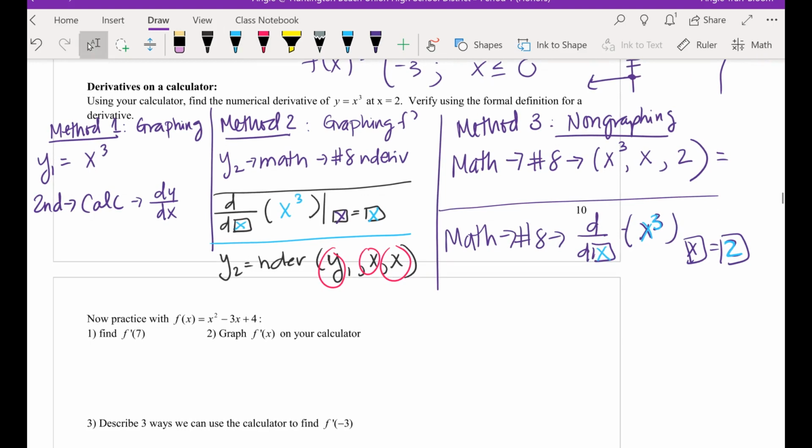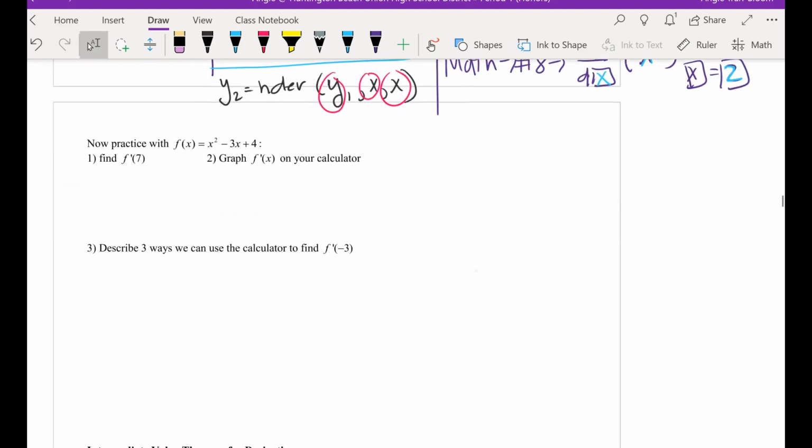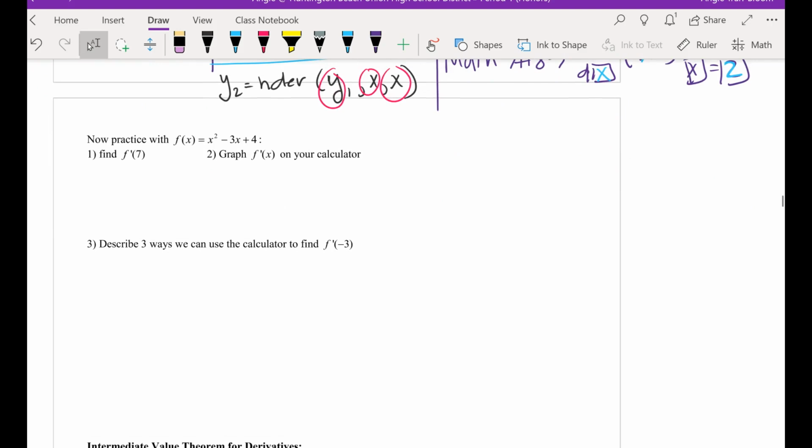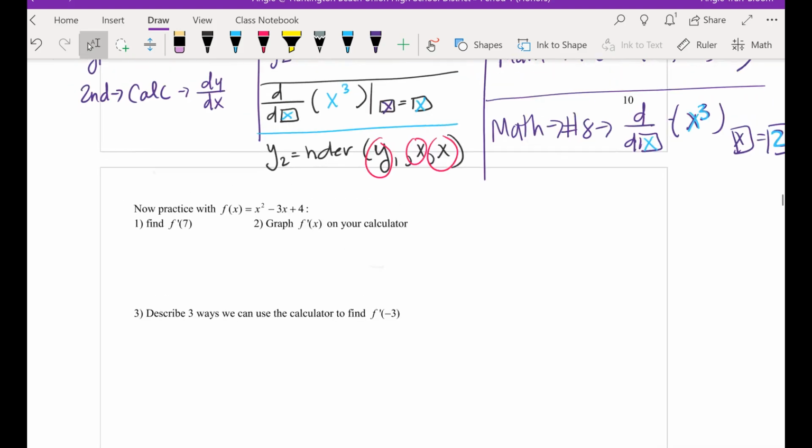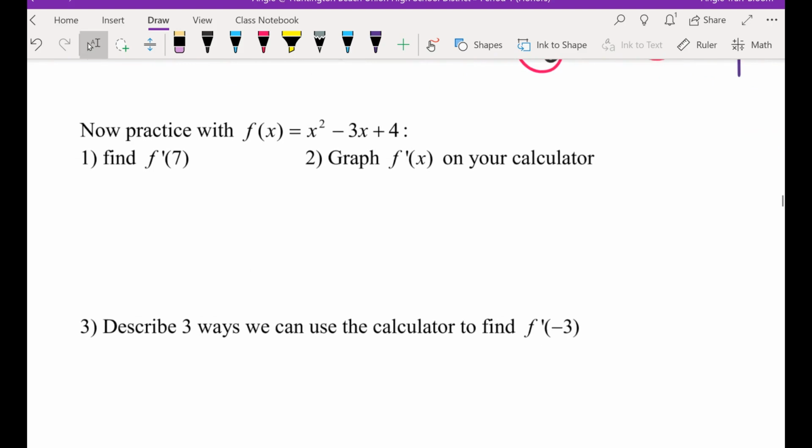Okay, now practice. 1, 2, 3. One of those 3 calculator methods is best for you to use. Which one do you want to use? So on number 2 it says f prime, graph f prime on your calculator, and then just sketch it right there for me, okay? So once whatever is on your calculator, just give me a sketch.